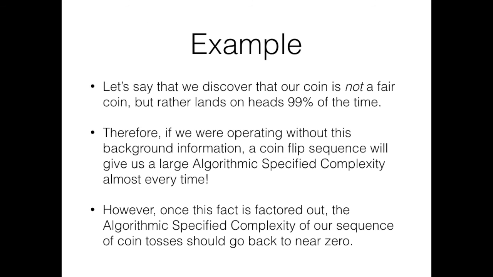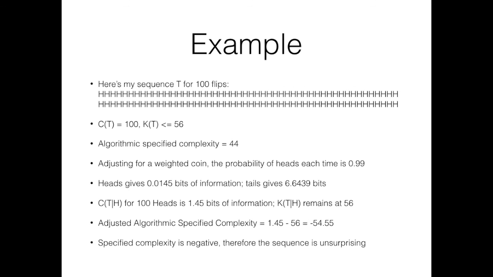So let's do an example. Let's say that we discover that our coin is not a fair coin, but rather lands on heads 99% of the time. Therefore, if we're operating without this background information, someone forgot to tell us this, a coin flip sequence will give us a very large algorithmic specified complexity almost every time. However, once this fact is factored out, the algorithmic specified complexity of our sequence of coin tosses should go back near or below zero. So, here is our sequence for 100 flips.